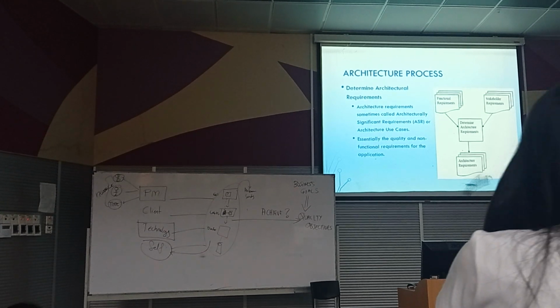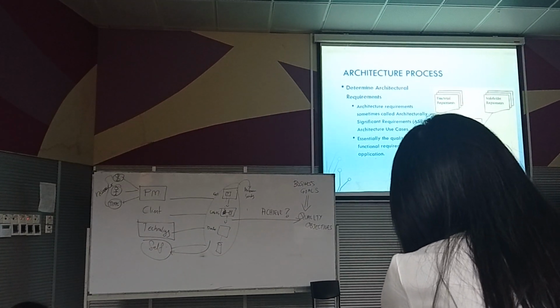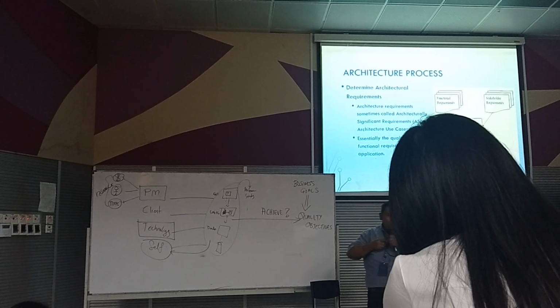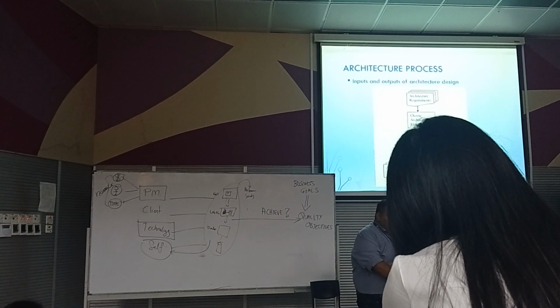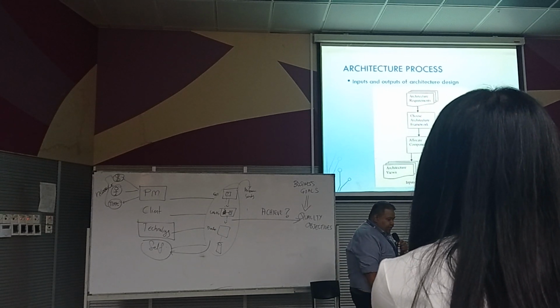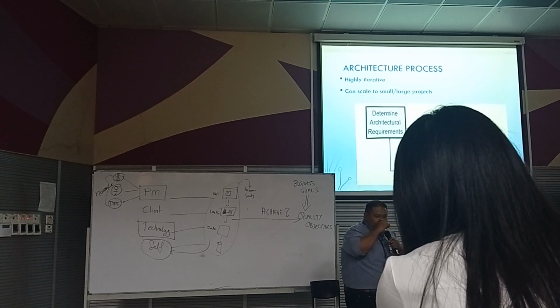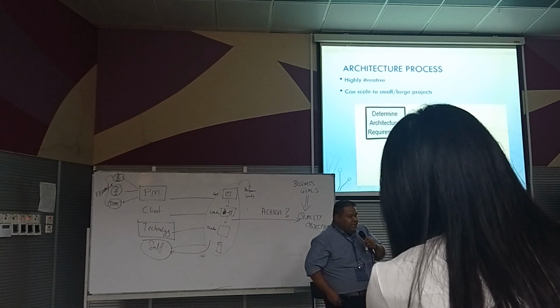So meaning that if people ask you, how do you choose your architecture? First, I need to identify the requirement. So what is the requirement? Non-functionality requirement and quality objective. Okay? Once you identify the requirement, then only you identify the candidate for your architecture. Or in other words, the second one, architecture design. Then only you do your architecture design.